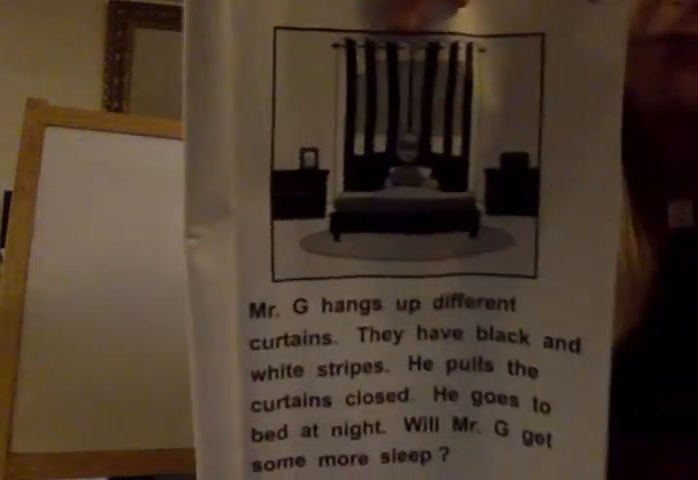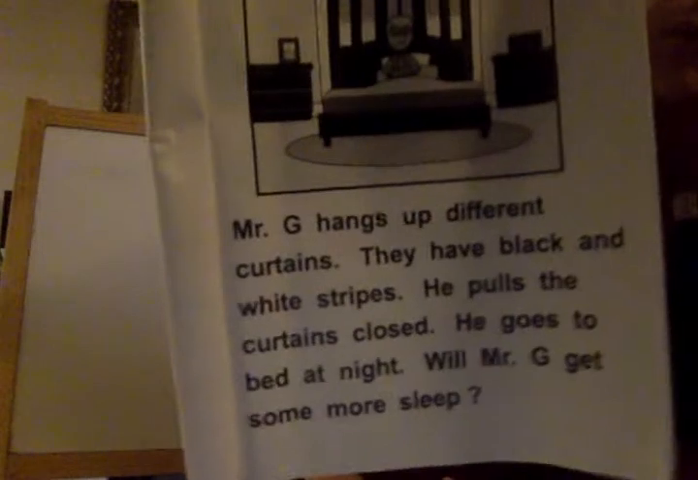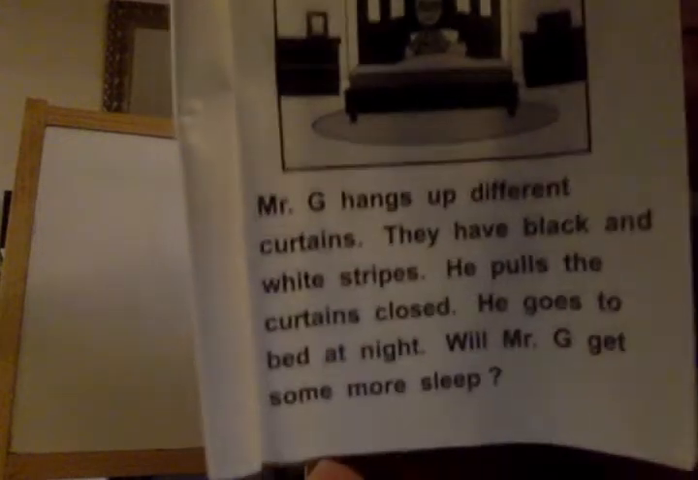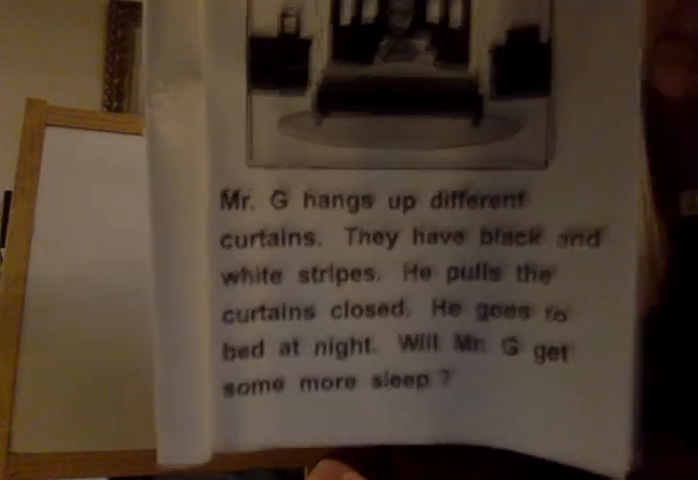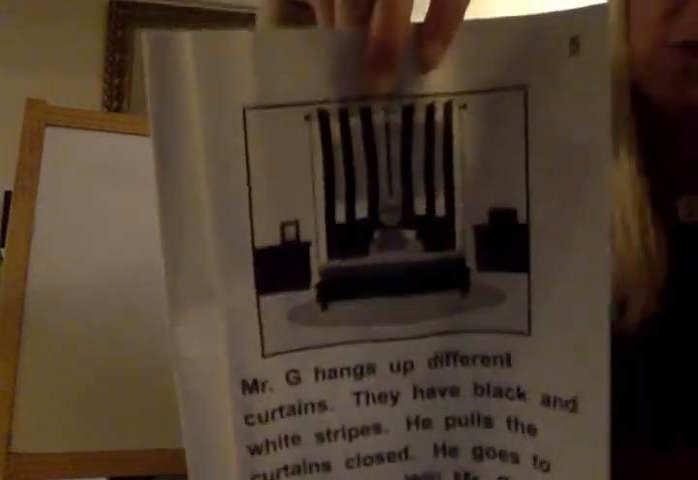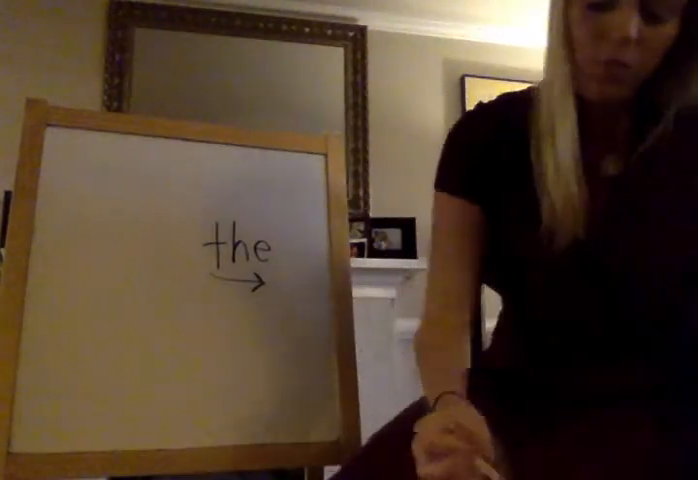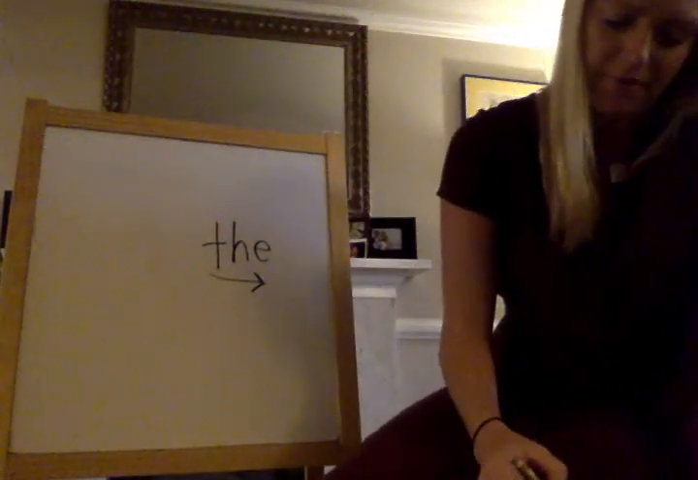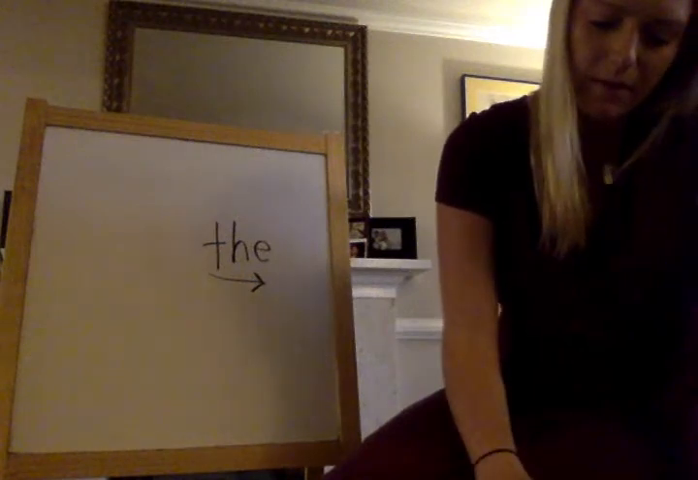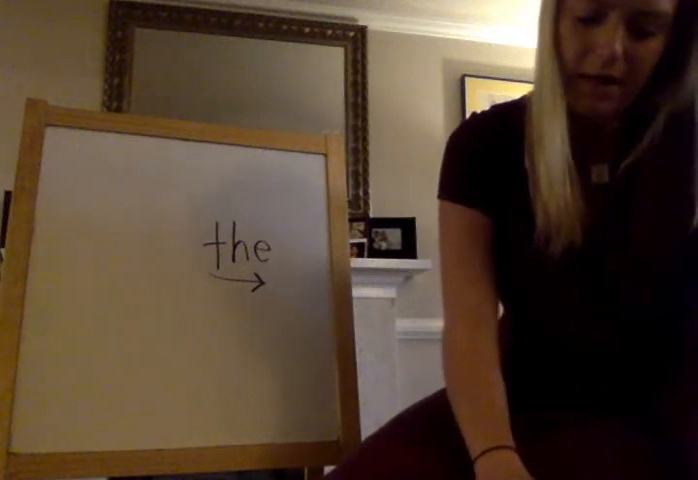Page 5. Mr. G hangs up different curtains. They have black and white stripes. He pulls the curtains closed. He goes to bed at night. Will Mr. G get some more sleep? Question mark. How many times do we see the word the on page 5? One time. Color the word the on page 5. It's on the third line. The.